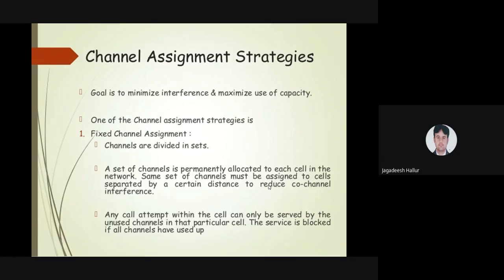The same thing is written here. A set of channels is permanently allocated to each cell in the network. Whatever channels are allocated in the particular cells are permanent, not variable. If you allocate them permanently, it reduces the co-channel interference. The next point: for any call attempt, if the channels are available, then and only then will the call be connected. Otherwise, the call will be disconnected.